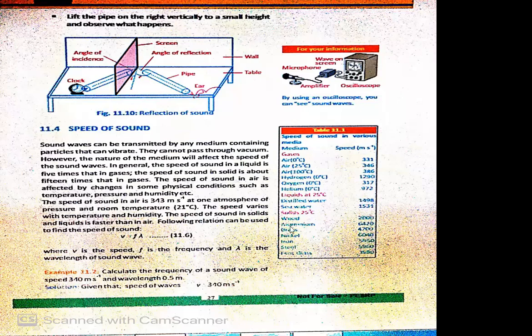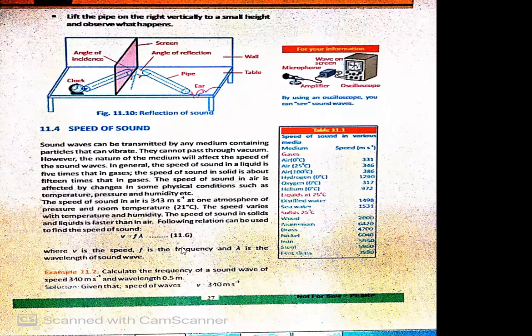Similarly, the speed of sound in solids is 15 times that in gases, right? The speed of sound in solids at 25 degrees Celsius is 2000, aluminum is 6420, and you can see all these things. This is the case of solids, this is liquids, and this is gases.